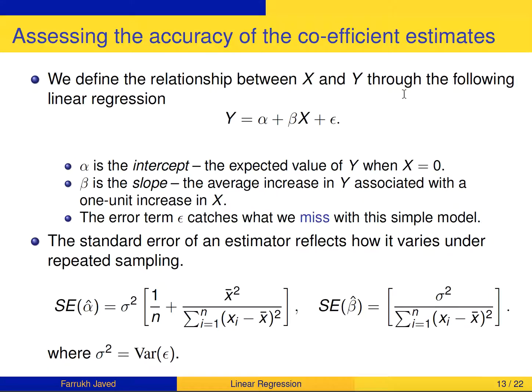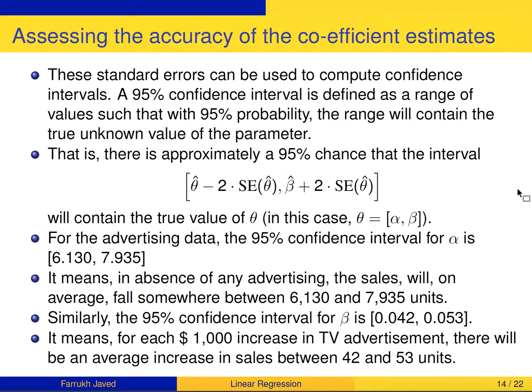So we define a relationship between x and y through the following linear regression, and we know that alpha and beta are the intercept and slope, right? Here is how we calculate the standard errors of alpha and beta, and they can help us know whether beta is significant or not. Once we know those standard errors, we can even calculate the confidence interval for alpha and for beta. I wrote this equation in general. By the way, this should be theta hat, not beta hat, because it's a general equation. If you want it for alpha, just plug in alpha everywhere. If you want it for beta, just plug in beta everywhere.